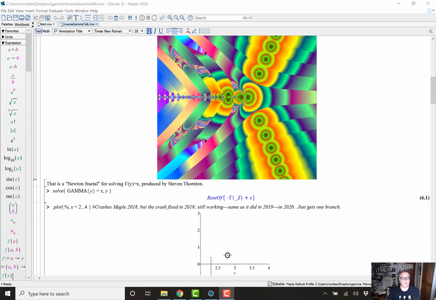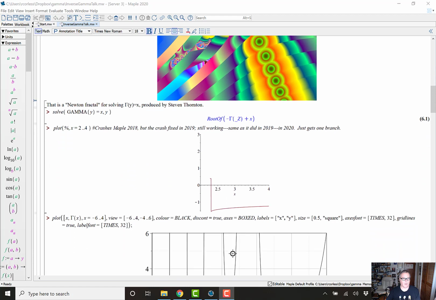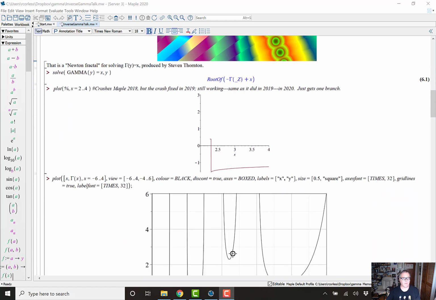Anyway, if you ask Maple to solve gamma of y equals x, it says, sure, no problem. That's RootOf(x minus gamma(_Z)). And for many purposes, RootOf really does give you an inverse. If you plot it, well, that now works. It didn't used to work. You used to crash Maple. But it now works, but you only get one branch, and really only part of one branch. So it's kind of strange that it does that.